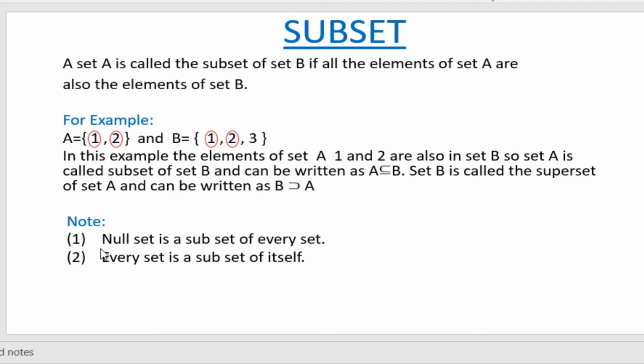Students, the null set is a subset of every set. Whenever we write the subsets of a set, we write first the subset that is the null set, and every set is also a subset of itself, and that is called an improper subset.